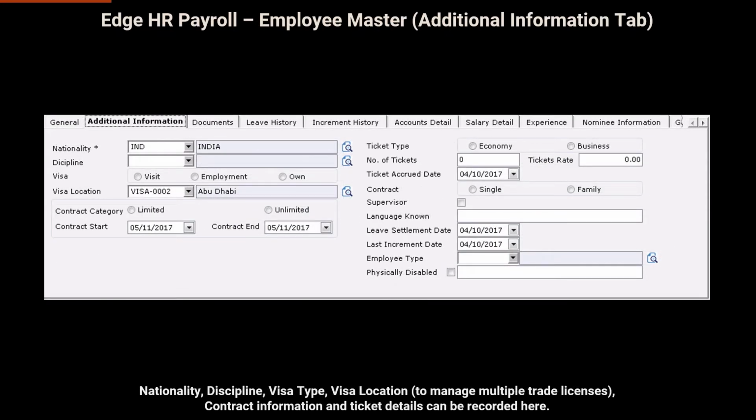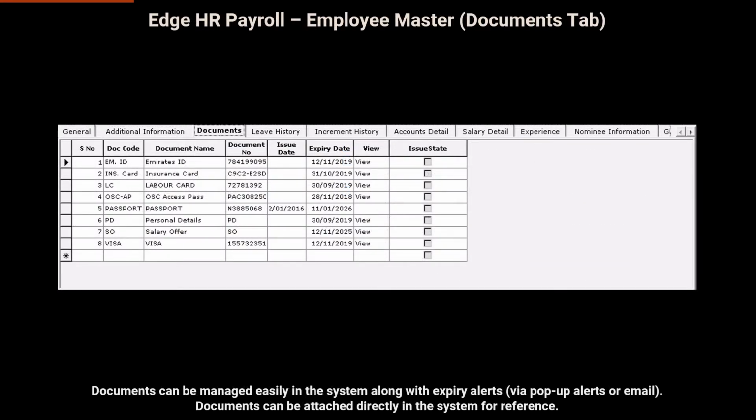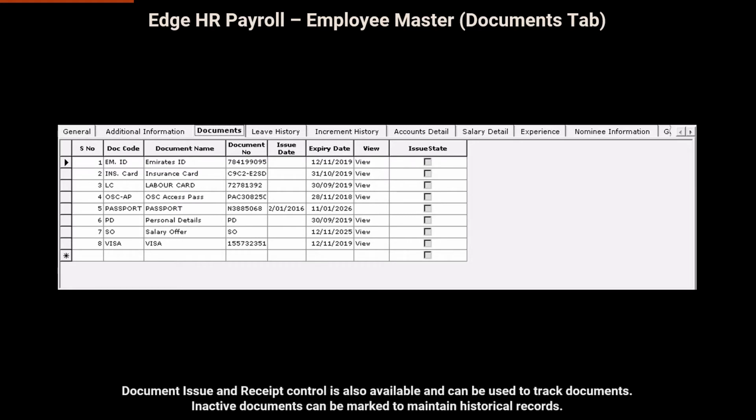Nationality, discipline, visa type, visa location, to manage multiple trade licenses, contract information and ticket details can be recorded here. Documents can be managed easily in the system, along with expiry alerts via pop-up alerts or email. Documents can be attached directly in the system for reference. Document issue and receipt control is also available, and can be used to track documents. Inactive documents can be marked to maintain historical records.